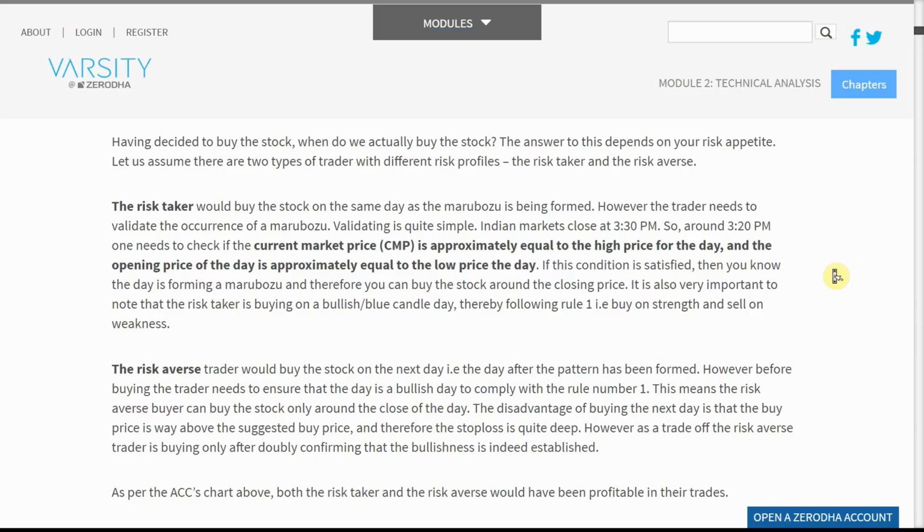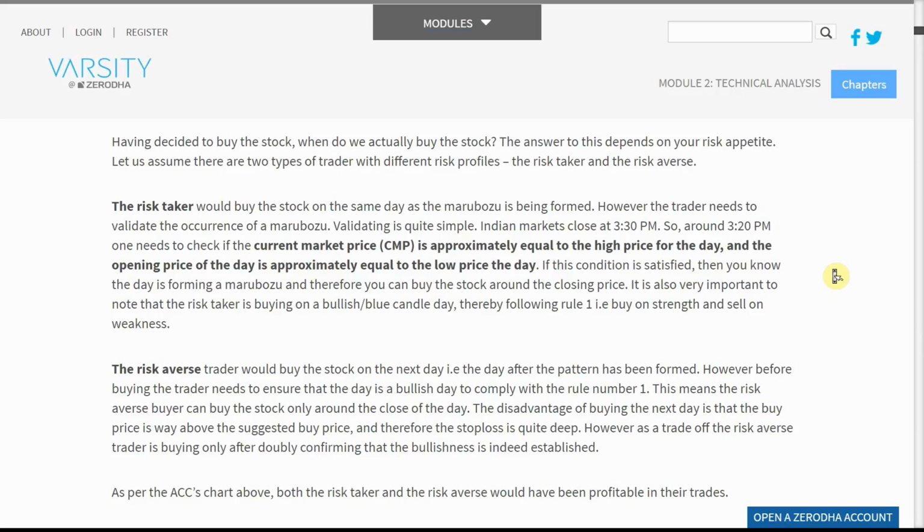Let us assume there are two types of trader with different risk profiles: the risk taker and the risk averse. The risk taker would buy the stock on the same day as the Marubozu is being formed. However, the trader needs to validate the occurrence of a Marubozu.